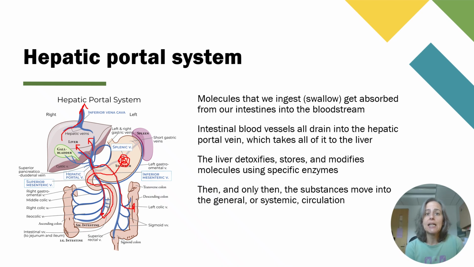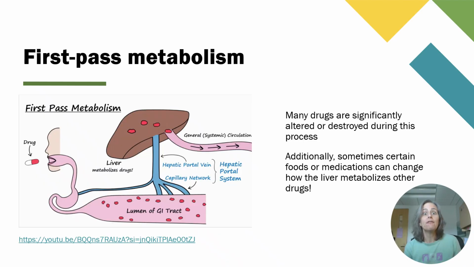Now, obviously, this does not remove everything. If it did, you could never get drunk, right? So it is often referred to as first pass metabolism. There will be bits that we didn't get that we're going to clean up later. So first pass metabolism. This is a very simplistic diagram, right?